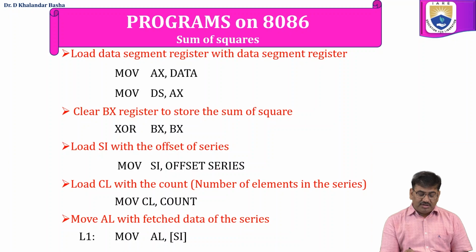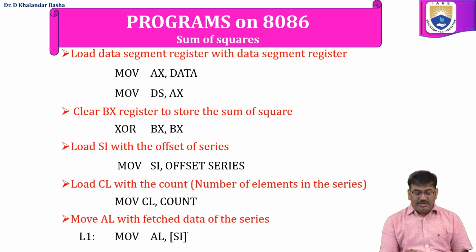Next, for whatever the series variable is, the offset assigned by the assembler will be loaded into the SI register by using MOV SI, offset of series. This instruction will fetch the offset value of the series variable and load it into SI. Then MOV CL, count. So in this example, how many values, how many bytes we are going to consider, that count is loaded into the CL register.